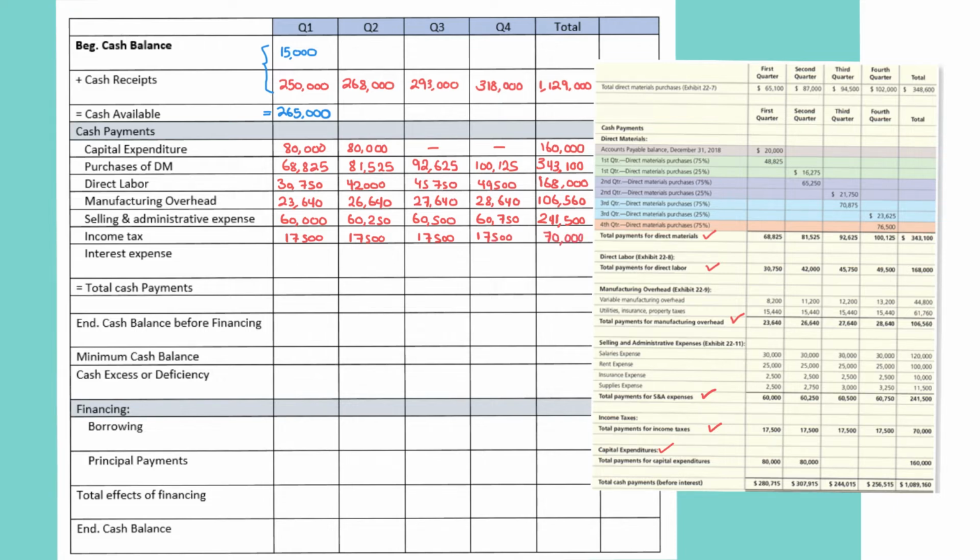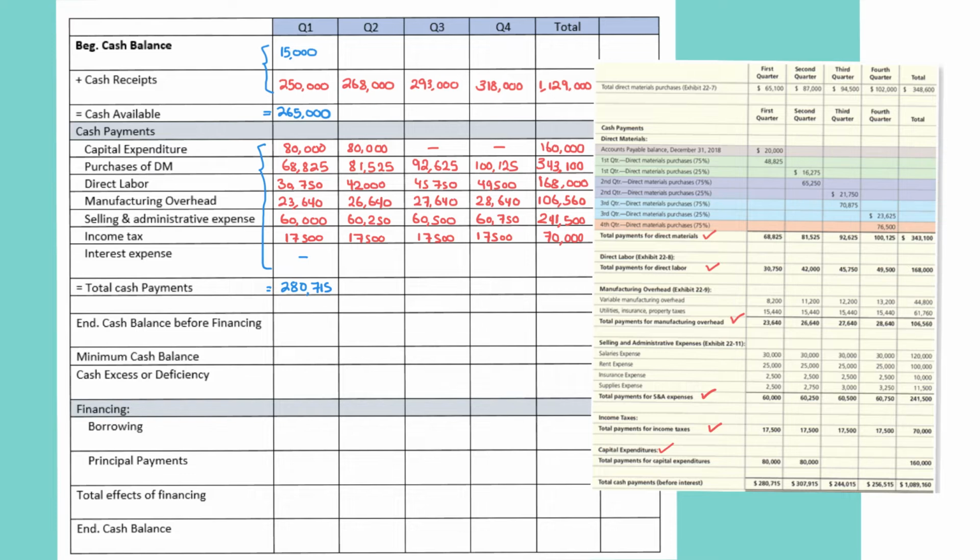Okay, so again, I cannot do all the quarters together. I need to find the payments for quarter one first. So I'm going to add all of the payments, and here I'm not going to have interest expense because I don't have borrowings yet. So I need to add all of the payments to get the total cash payments, which is 280,750.